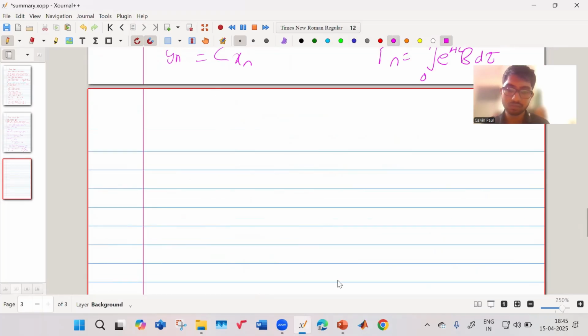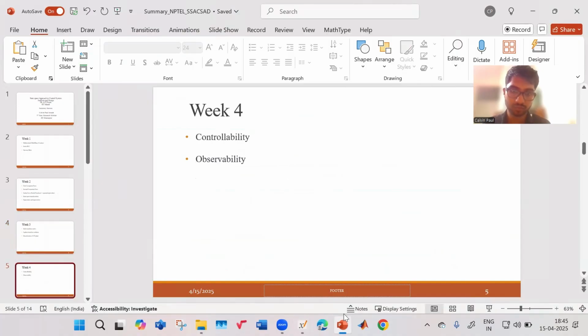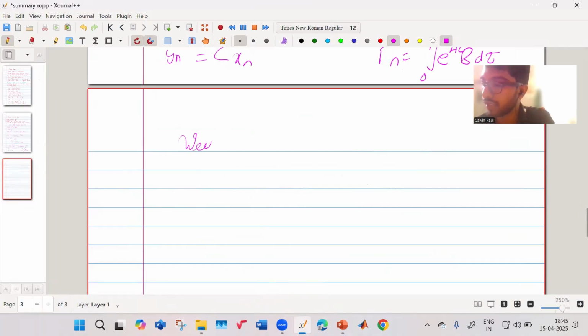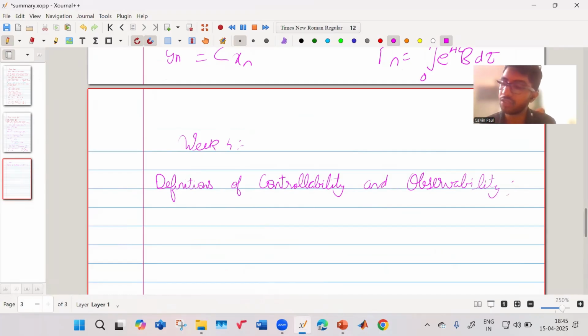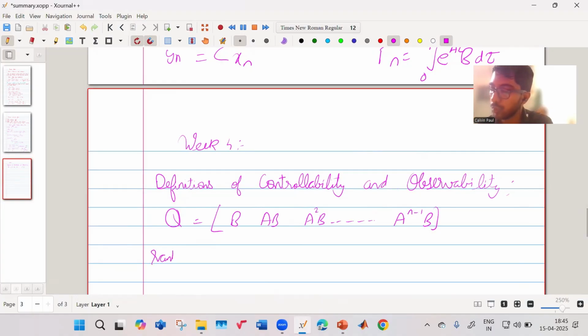Next, we'll go to week 4. In week 4, there are the definitions of controllability and observability. A simple way for us to determine controllability is to find the Q matrix, given by B, AB, A squared B, and so on up to A raised to n minus 1 B. This is the Q matrix, and the rank of Q should be equal to n for the system to be controllable.